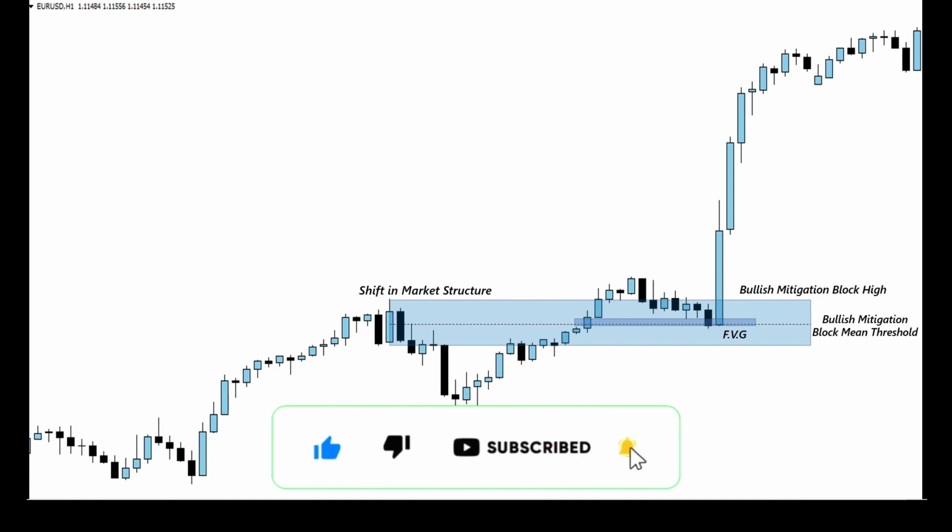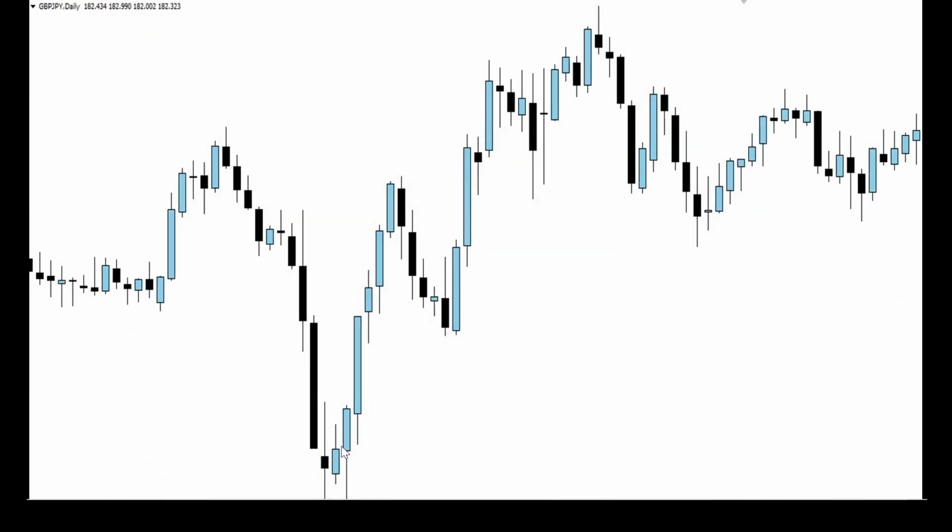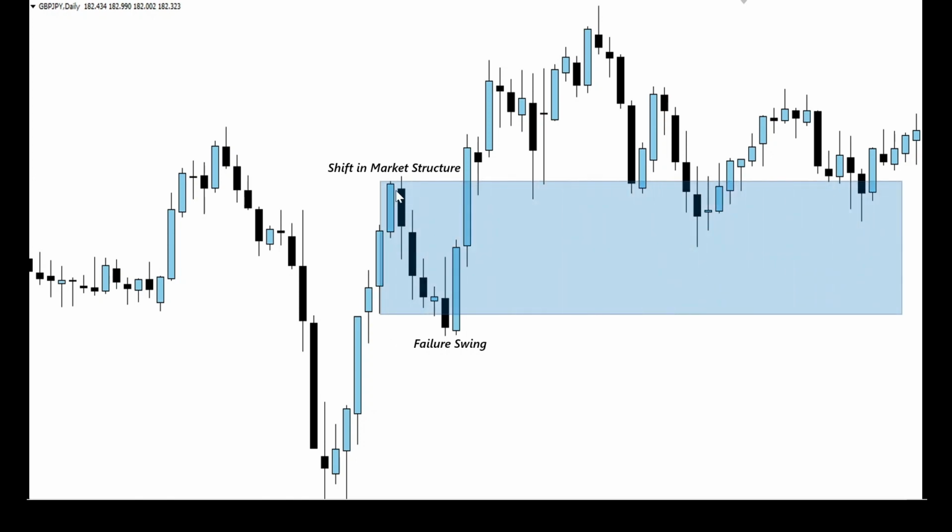Now let's take a look at another example. Following the previous example, we have a low, a high, and a higher low, failing to go below this low, making it a failure swing. So we then wait for this high to be taken out, causing a shift in market structure. And as soon as that happens, it confirms our mitigation block.